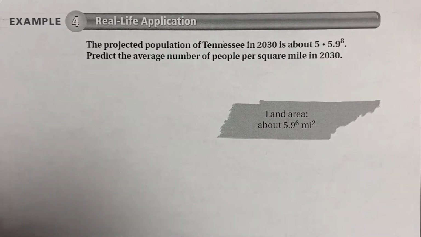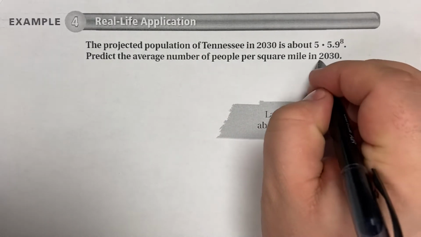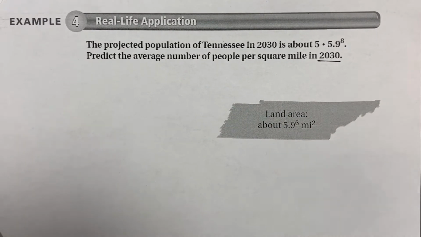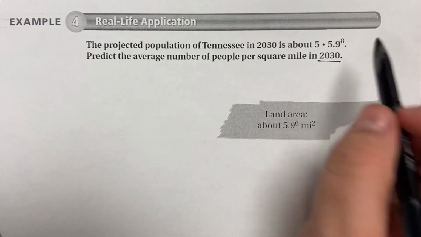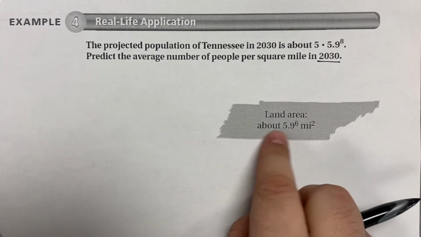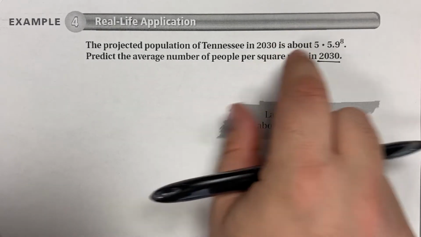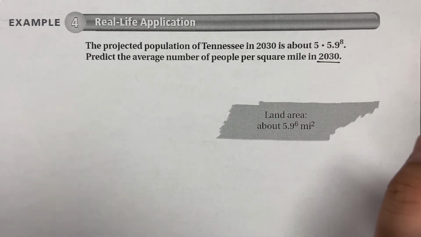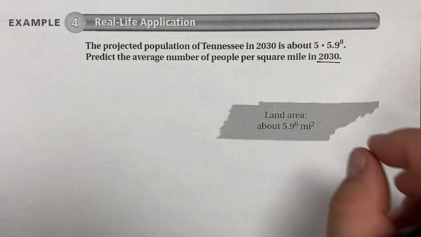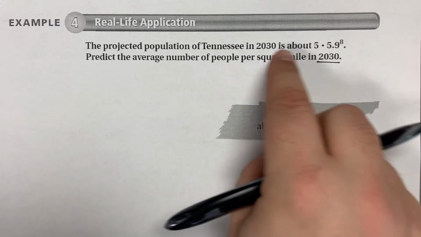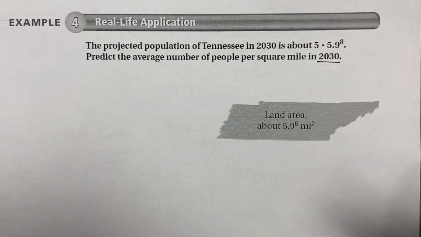Welcome to real life. Now, here we're trying to predict the average number of people per square mile in 2030, 10 years from the time this video is being made. The projected population is 5 times 5.9 to the 8th, and the land area is 5.9 to the 6th. So what we have to figure out is the average number of people per square mile. If you think back, this is going to be a unit measure, or unit ratio, that takes into account these two items. Eventually we have to get a unit measure, which means a denominator of 1.